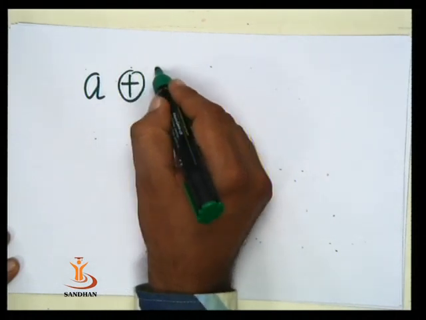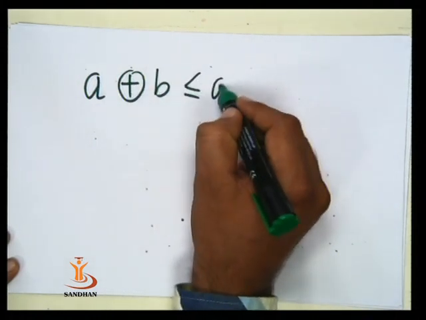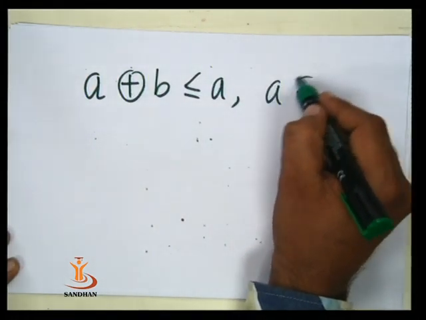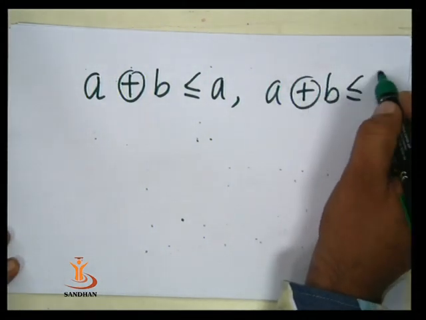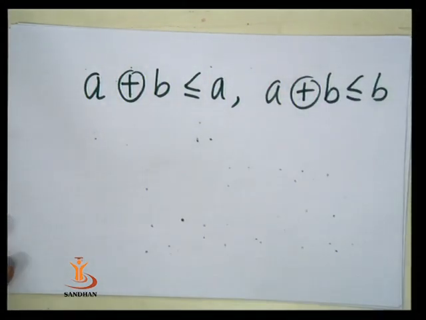A star B is always related to A. The ring sum of A and B is again related to B also, which we can see by the definition. Now we are going to see some certain properties of meet and join.